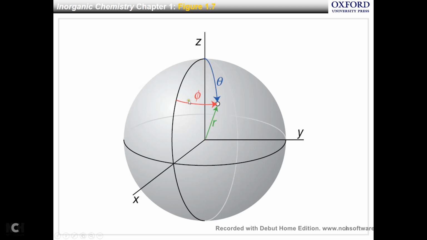And then you have this phi. Phi is from 0 to 360 degrees. That's this vector rotating about the z-axis. So r is again the distance between the electron and usually the nucleus. Usually we put the nucleus at the center. Theta corresponds to the latitude of Earth, and phi is the longitude.